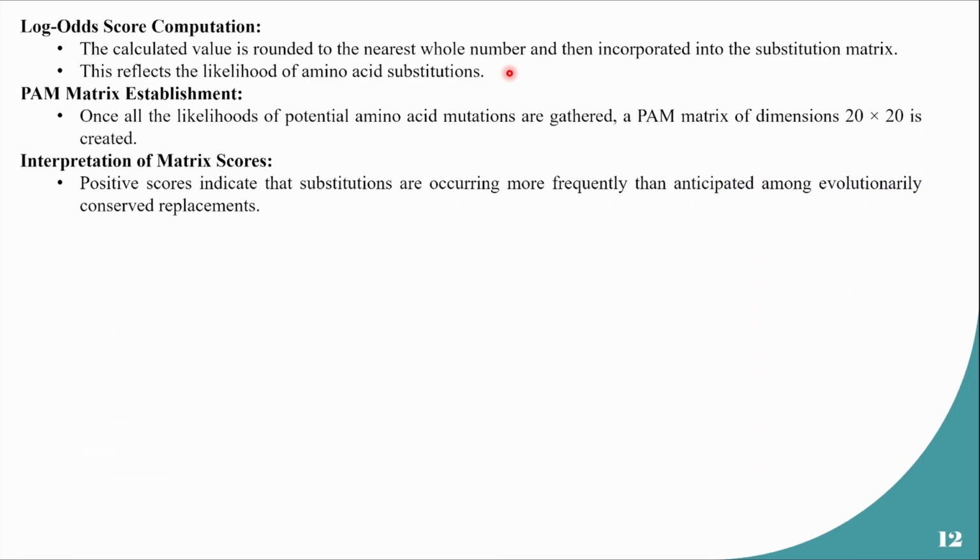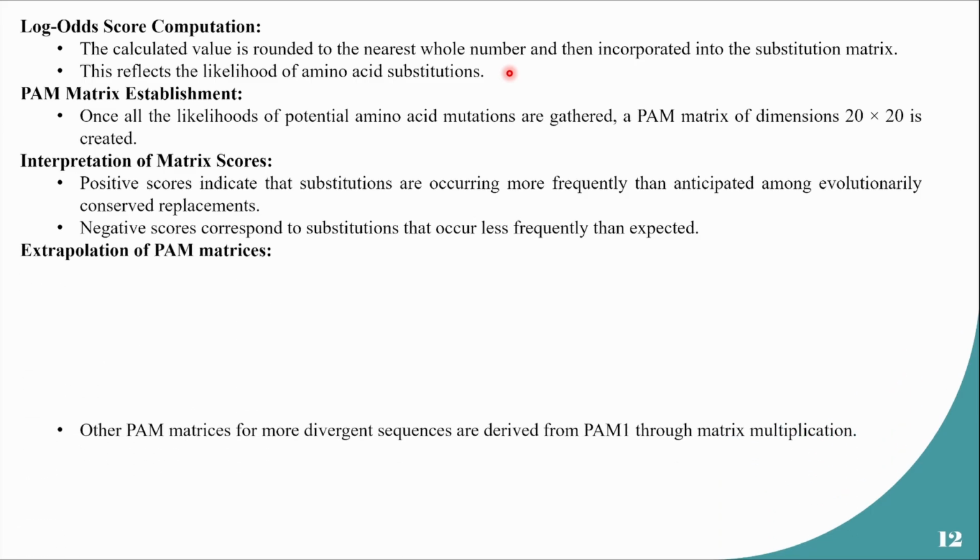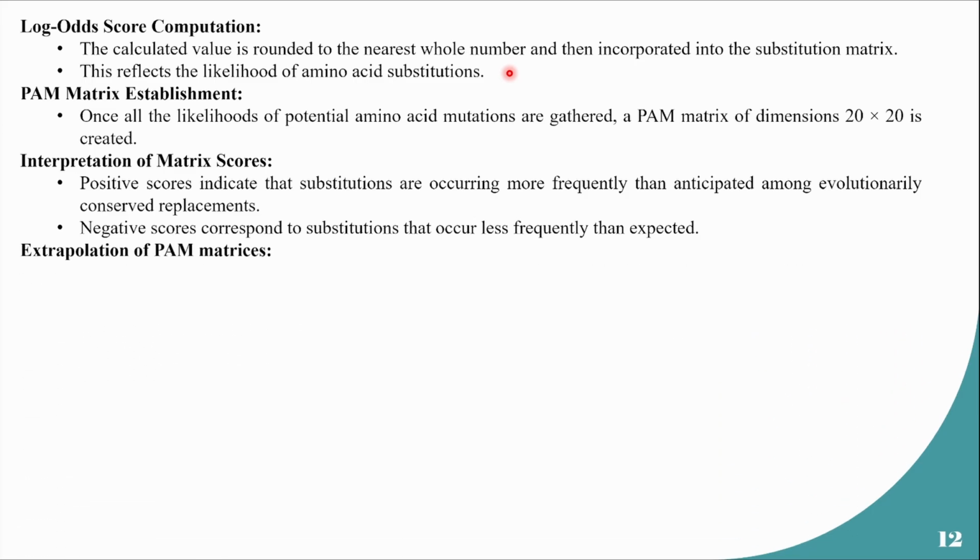And the interpretation of matrix score, what I just asked, is that positive scores indicate that the substitutions are occurring more frequently than anticipated among evolutionarily conserved replacements, and the negative score will be kind of the opposite. So they correspond to substitutions that occur less frequently than expected, right? So we'll see an example in the next slide.